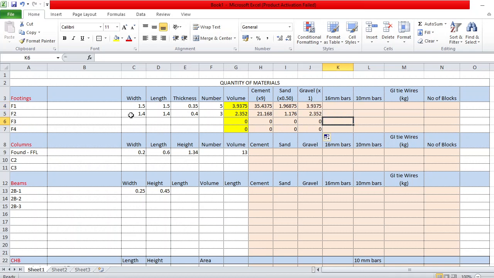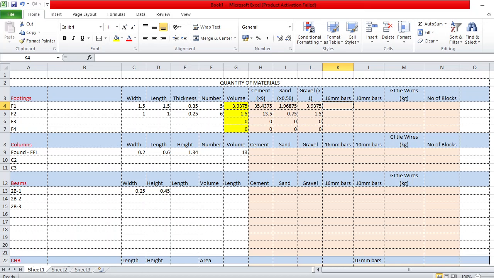Okay? So, I'll repeat. Say 1 lang to. 1, 0.25. Tapos, how many footings do I have? Say 6. Automatic na lumalabas yung sagot. Diba? Say, pagdating rito, 16mm bars. Parang masarap lang gawin doon. Pero sa 16mm bars, if you are to compute your 16mm bars, you have, diba, 1.5 by 1.5.